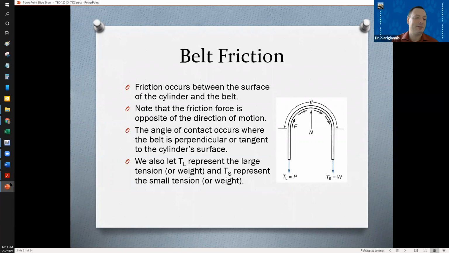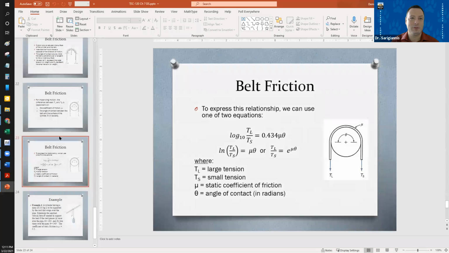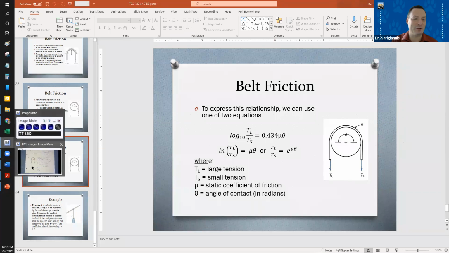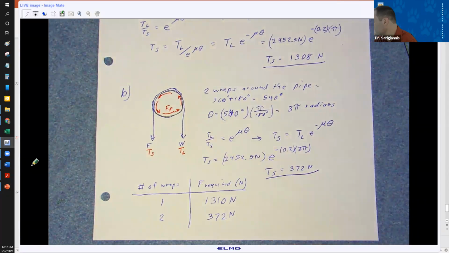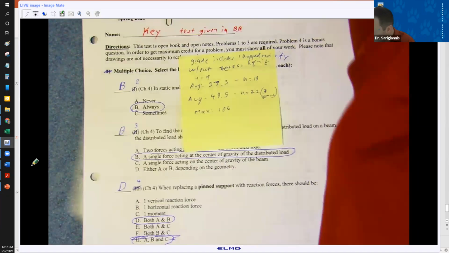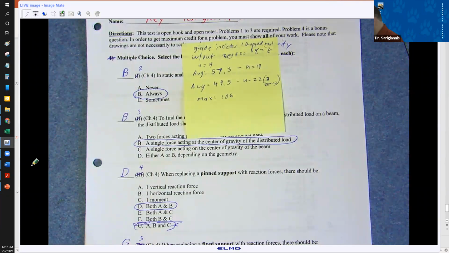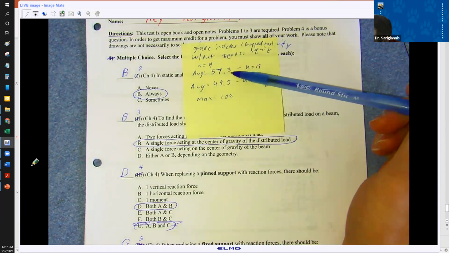All right. So that's pretty much friction. That wraps up all of module 6. Let me talk about the test here a little bit. This is the key. I've got a little post-it note to give you the averages. I always like to do the average with and without zeros, because some people just don't take the test. But without zeros, the average is a 57.